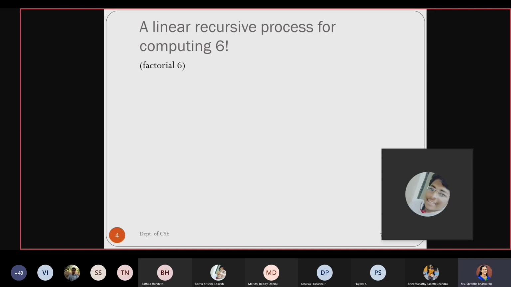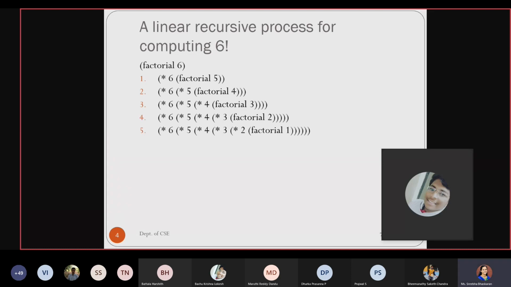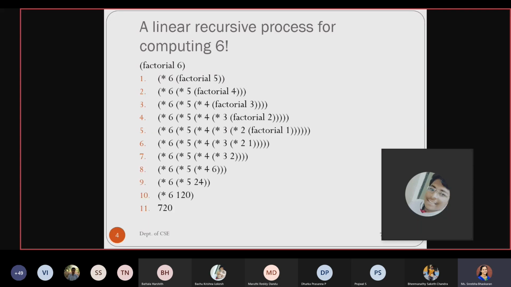If you define a procedure in this way, what happens? With respect to the procedure call factorial of 6, this is how the substitution will be happening. This is how you will get the final answer. Now if you see the pattern here, how many times the procedure has been called, if you keep analyzing the space as well as the time consumption, how much it will be. If you are saying factorial of 6, we are calling the factorial procedure 6 times.